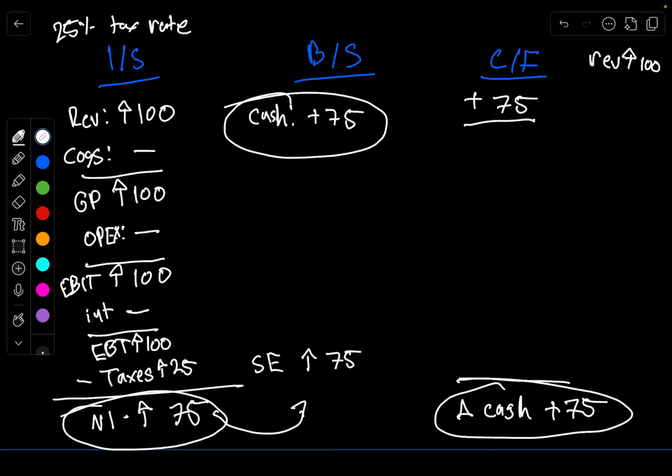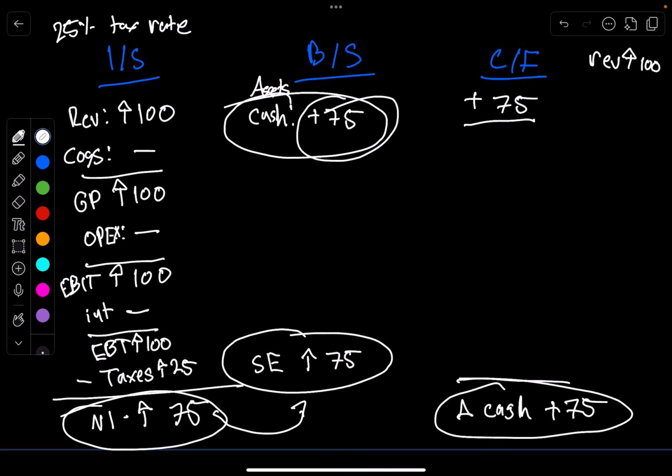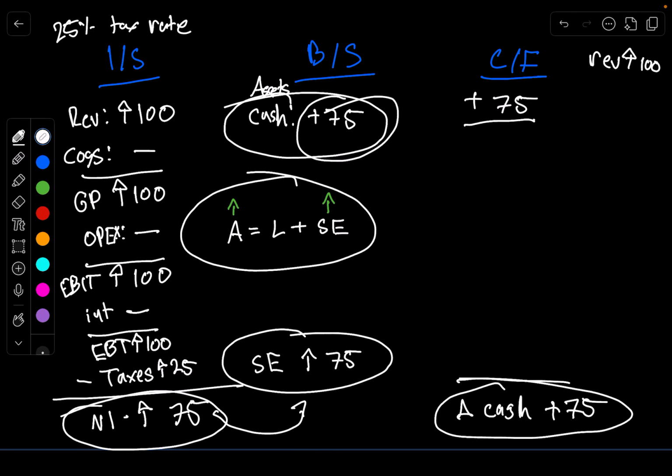And the biggest thing, how I would always end these answers, is that our assets, right, they're up by 75, right? And our shareholders' equity is up by 75, meaning that if we have our assets, which equal our liabilities plus our shareholders' equity, if our assets are up and our shareholders' equity is up, then this equation right here balances, right? So that's essentially a check that I would always do.